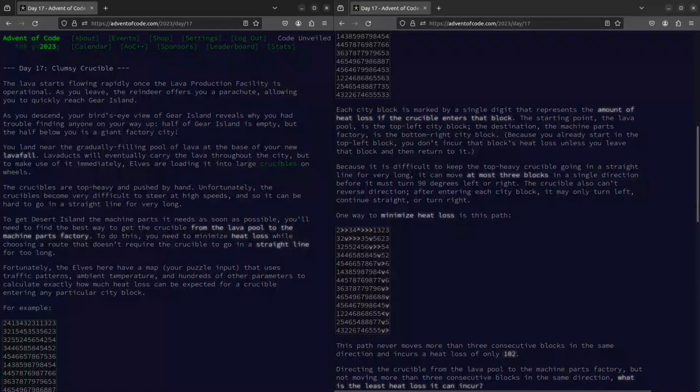Because it is difficult to keep the top-heavy crucible going in a straight line for very long, it can move at most 3 blocks in a single direction before it must turn 90 degrees left or right. The crucible also can't reverse direction. After entering each city block, it may only turn left, continue straight, or turn right.